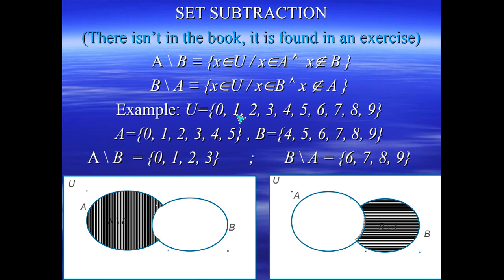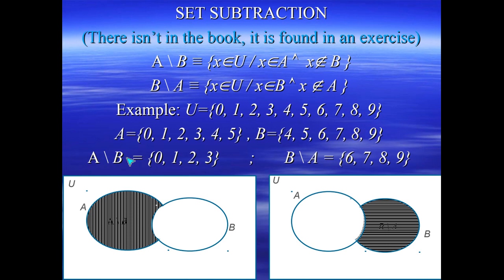So on an example, we can understand better. B minus A is a set of X's which are elements of the universal set such that X is an element of B and X is not an element of A. This is the definition of subtraction. The example: U is again Arabic numerals from 0 to 9. 0, 1, 2, 3, 4, 5, 6, 7, 8, 9. A is 0, 1, 2, 3, 4, 5. B is 4, 5, 6, 7, 8, 9, like in previous examples.